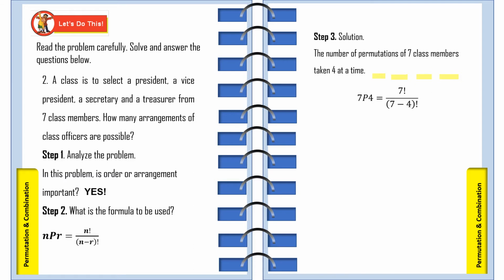So these are for the 4 positions: president, vice president, secretary, and treasurer. So it's like writing on the first position, how many choices you can pick from. Yes, correct. That is, you have 7. You have 7 class members you can choose from for the president position. And then, of course, once you have chosen for that slot, there is only one president.